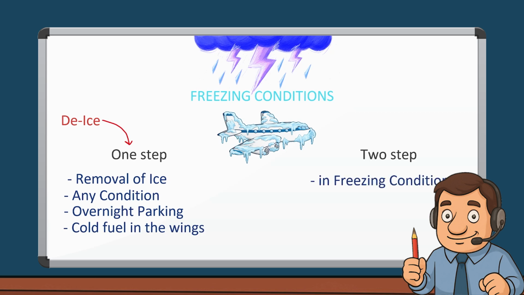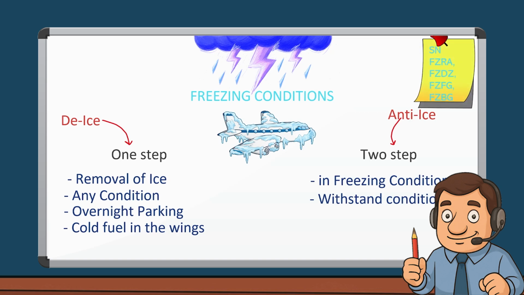Then, only in freezing conditions, the second step is needed, which is to anti-ice, to allow the aircraft to withstand the freezing conditions for a certain period of time, depending on the severity. Especially in conditions where there's freezing rain, freezing drizzle, fog, or mist, you have to be very well aware of anti-icing requirements. Other phenomena like rain, snow pellets, and snow grains are also possible, but happen more rarely.